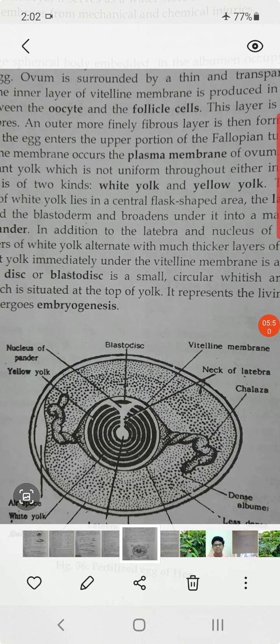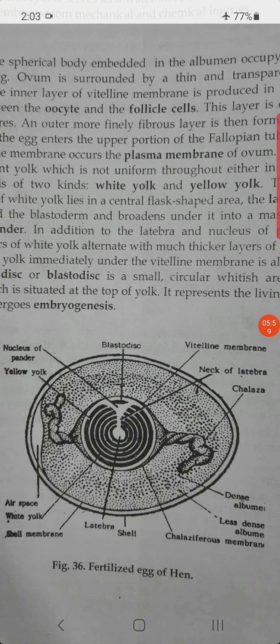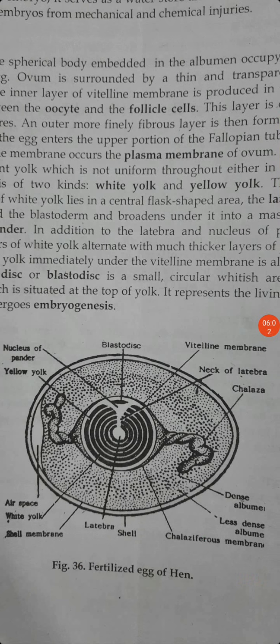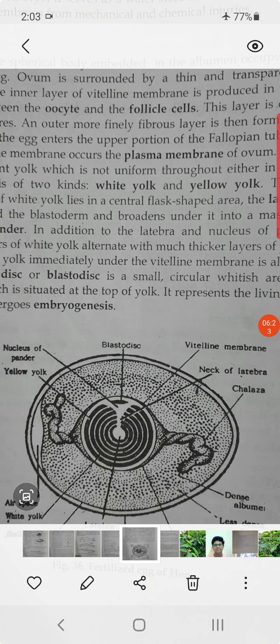The inner layer of the vitelline membrane is produced in the ovary, in the space between the oocyte and follicle cells. This layer is composed of very rough fibers. The outer, more finely fibrous layer is formed on top first when the egg enters the upper portion of the fallopian tube. Just inner to the inner vitelline membrane occurs the plasma membrane of the ovum. You can see that inside the ovum occurs abundant yolk.